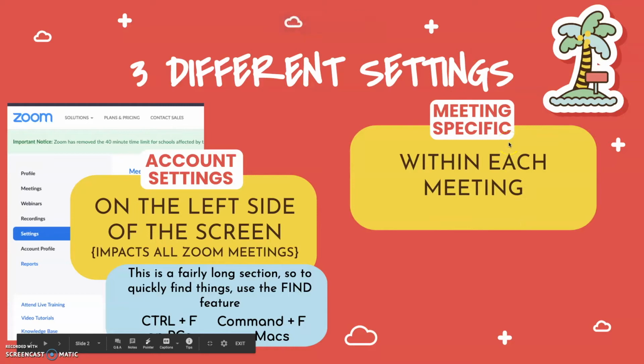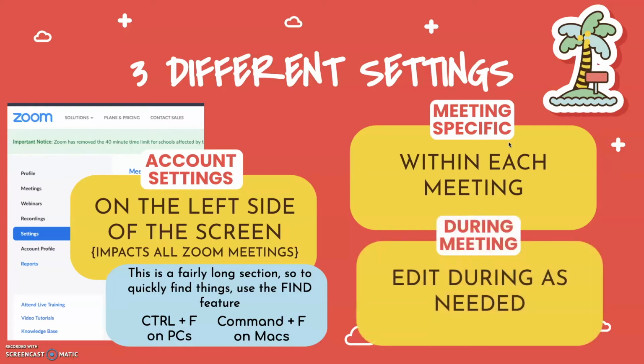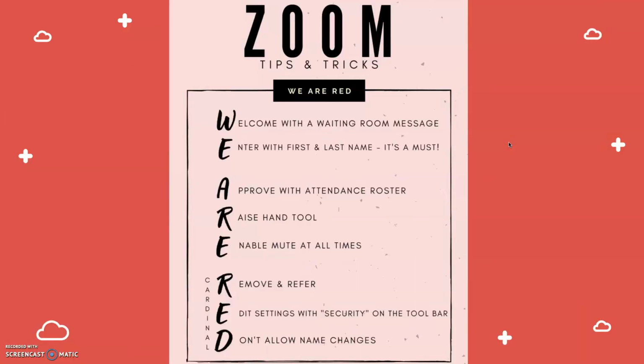Specific settings. So if you need to adjust a meeting to allow different abilities for participants, then you can go ahead and do that within each meeting when you create it. And you can also revisit and edit as well. And then you can also edit certain settings during the meeting. So this was the We Are Red acronym. I'm going to go through each of them.